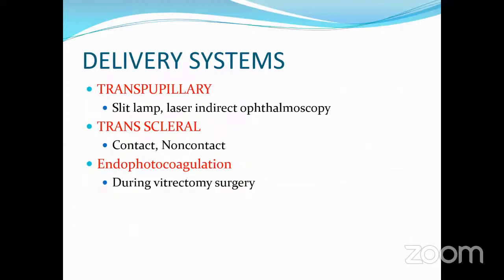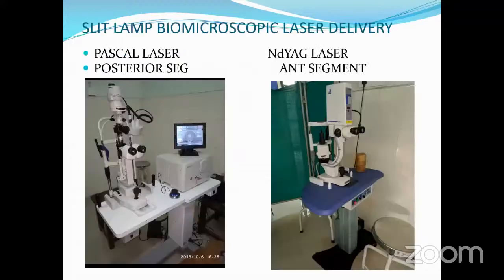Now, what are the delivery systems? You can have a transpupillary system, by which you can use either the slit lamp or the laser indirect ophthalmoscope. It can be transscleral, which can be non-contact or contact. And there is endophotocoagulation, where the probe is entered into the vitreous, and from the vitreous side you're delivering to the retina.